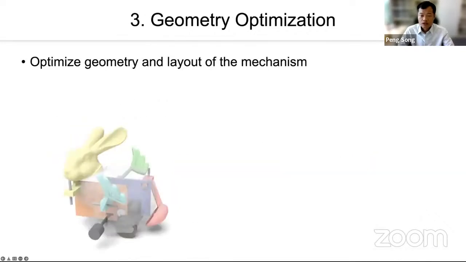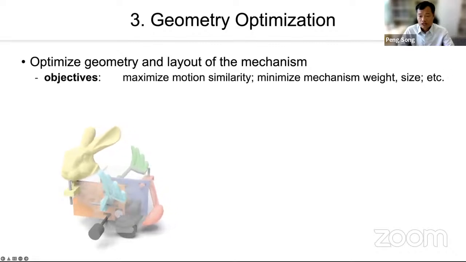However, although the initial mechanism can realize the output motion conceptually, it still cannot achieve it physically. For example, the initial mechanism is not completely inside the toy body, and collision exists. Moreover, the initial mechanism is bulky, which requires more energy to drive its motion. To address these issues, we need to perform geometry optimization on the initial mechanism.